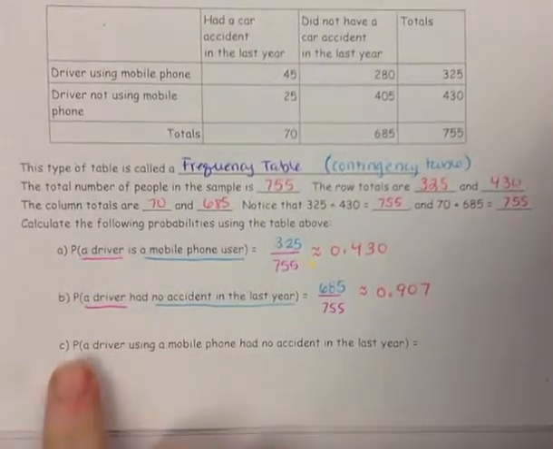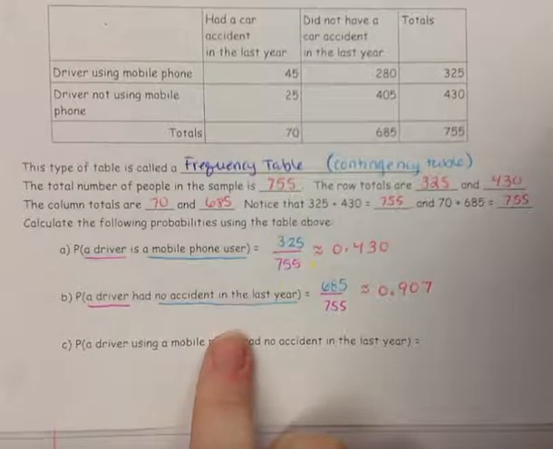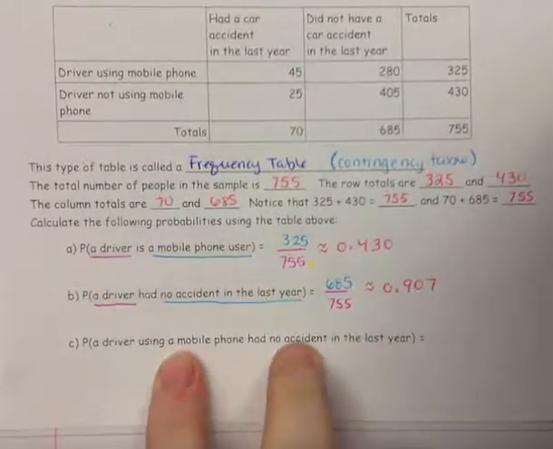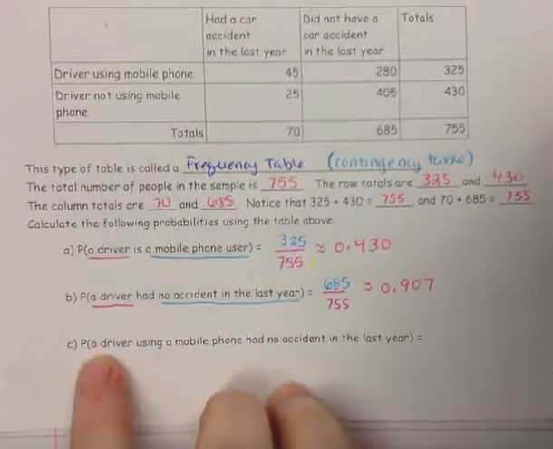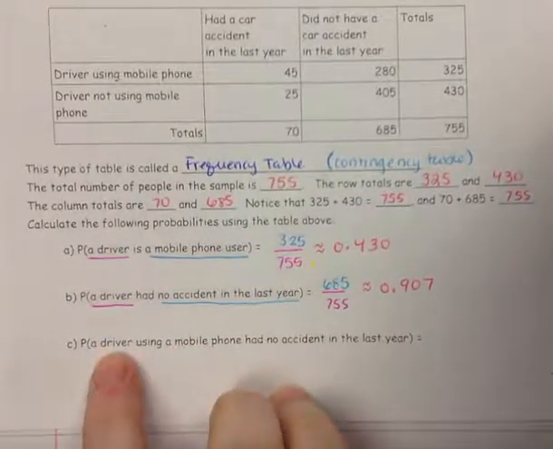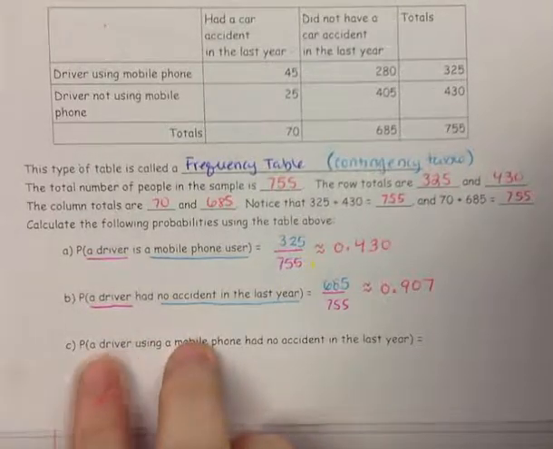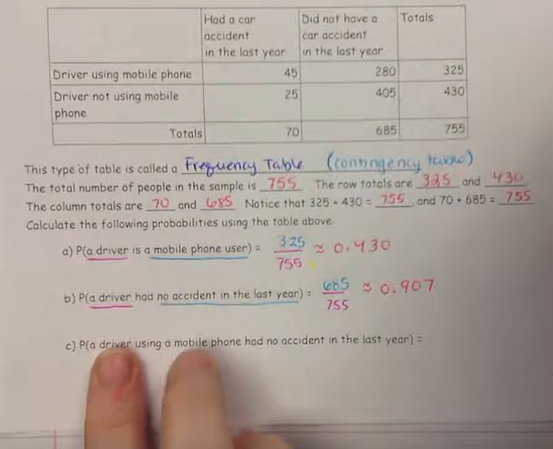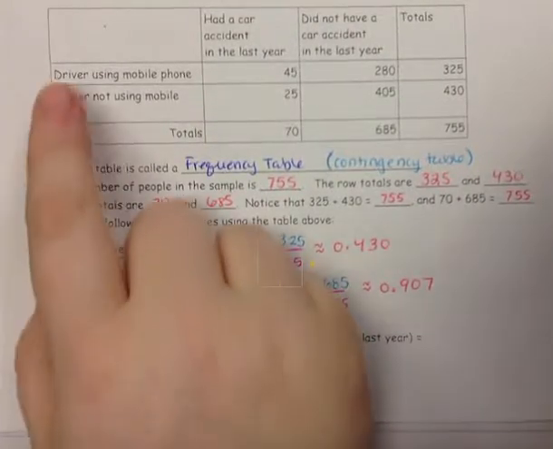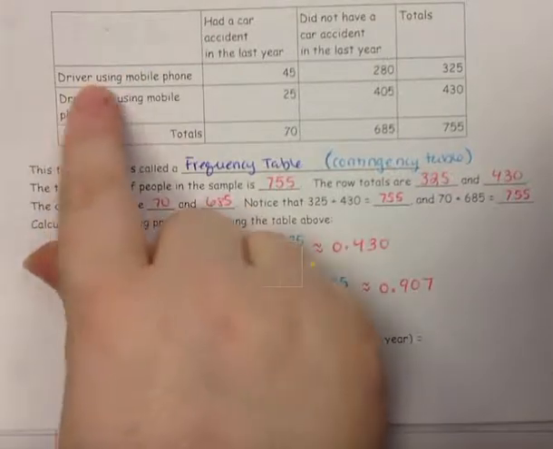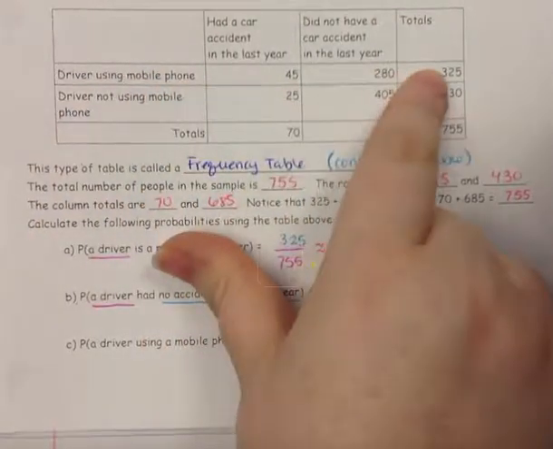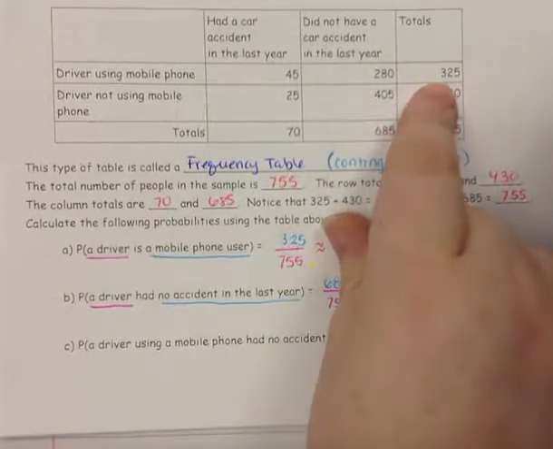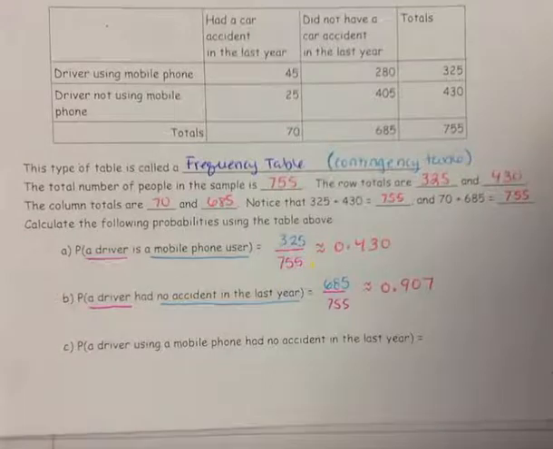This last one is the probability that a driver using a mobile phone had no accident in the last year. This time it talks about both different cases, so this one we have to be more specific on. It's talking about a driver using a mobile phone. Not just a driver, but a very specific type of driver. The more specific you are, the smaller the number will become. So we want drivers using mobile phones only. So this will be your total number of ways that it can happen. We have 325 drivers using a mobile phone.